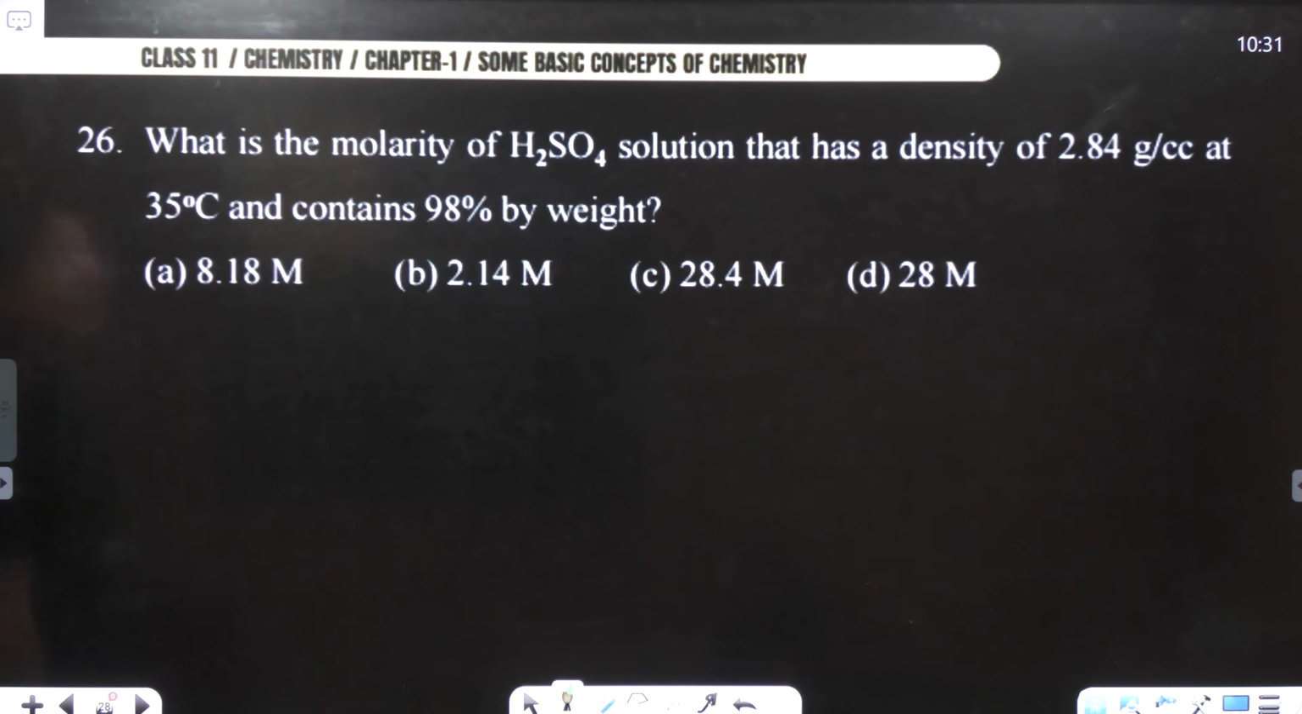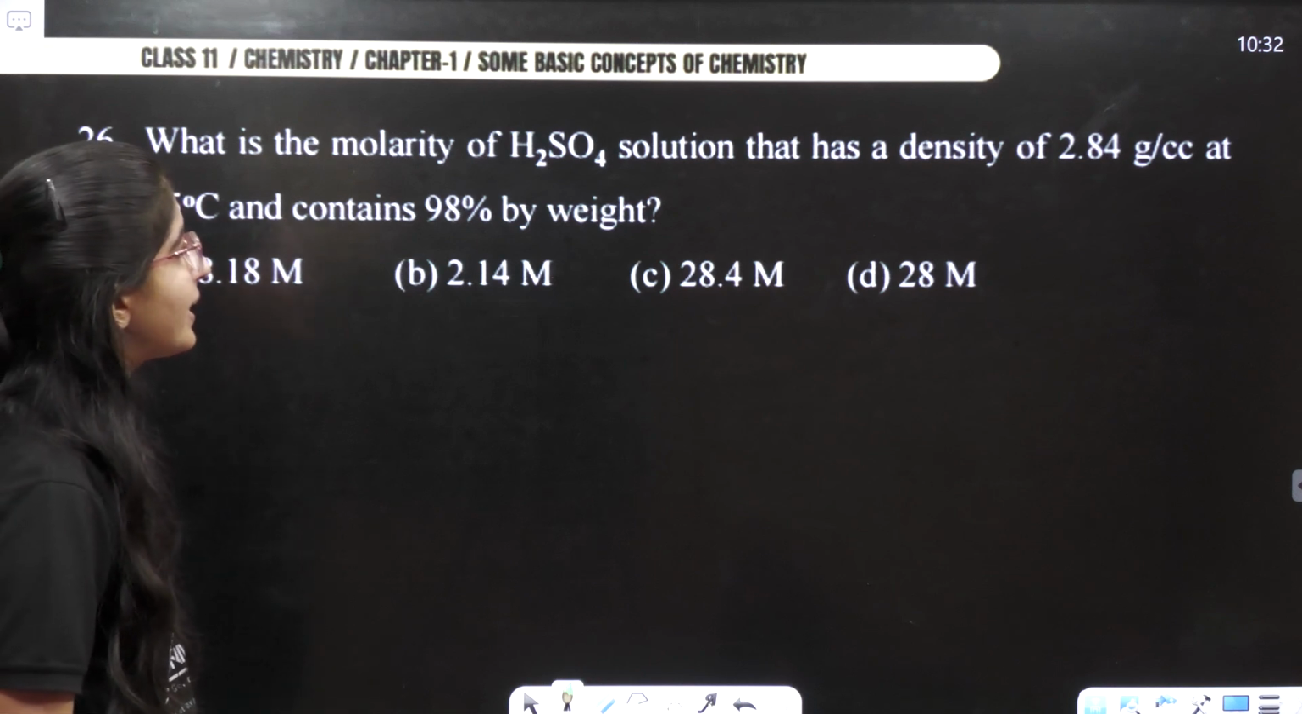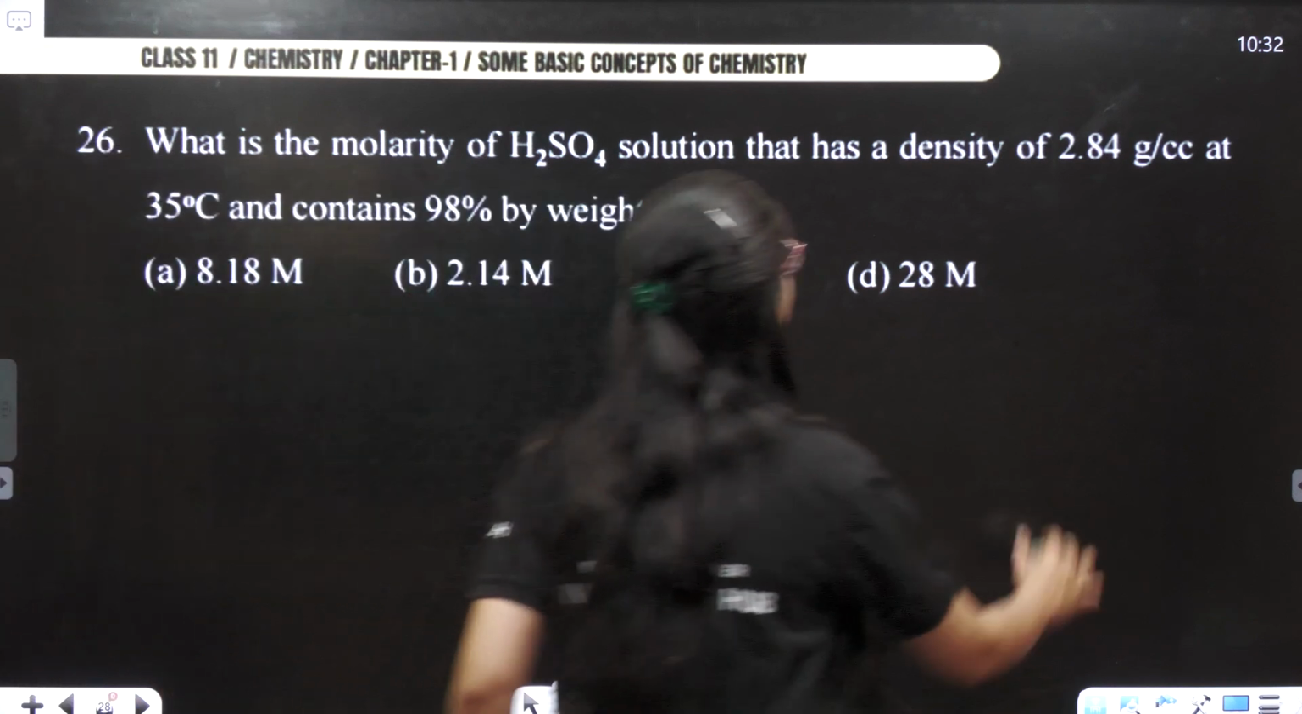Next question. What is the molarity of H2SO4 solution that has a density of 2.84 gram per cc?